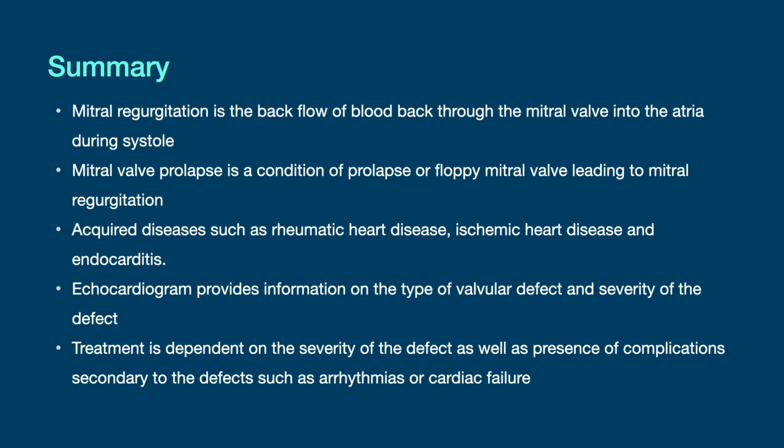Let's recap. Mitral regurgitation is the backflow of blood through the mitral valve into the atria during systole. Mitral valve prolapse is a condition of a prolapsed or floppy mitral valve leading to mitral regurgitation. If you're thinking of heritable conditions such as collagen vascular diseases, look for other telltale signs to help you clinch the diagnosis. Commonly, these conditions are due to acquired diseases such as rheumatic heart disease, ischemic heart disease, and endocarditis.